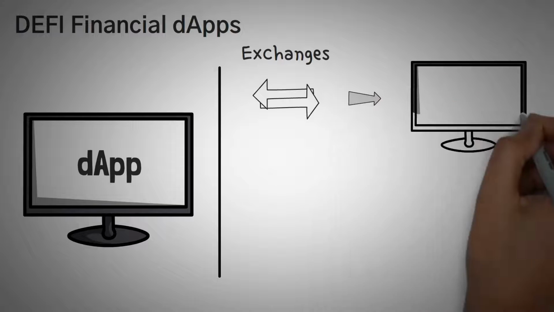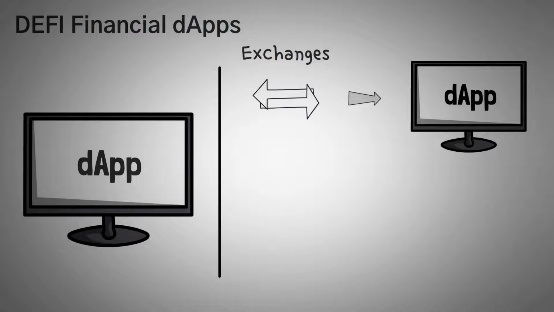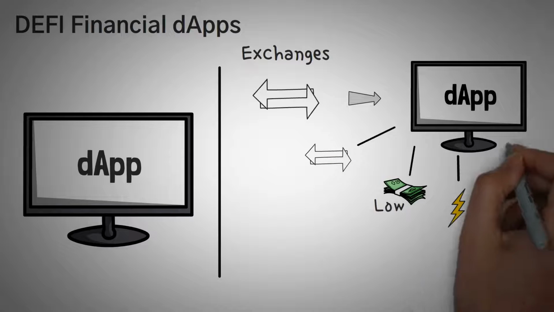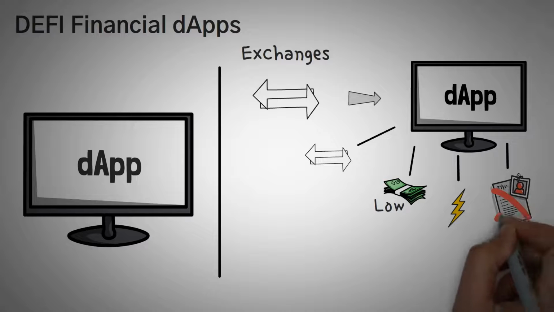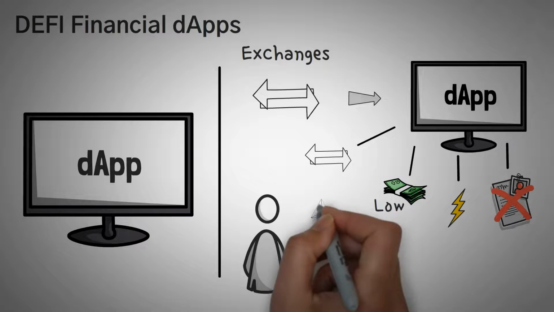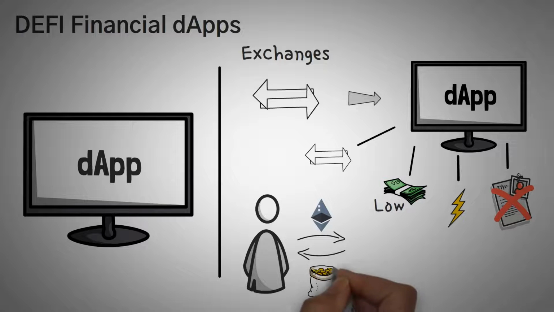Exchanges are decentralized applications that allow traders to take some of their tokens and trade them for another token. Usually with really low fees, almost instantaneously, and without needing any background checks or identification verification. That was a mouthful, but what it means is that you can sell $1 million of Ethereum without anyone blinking an eye or asking any questions.